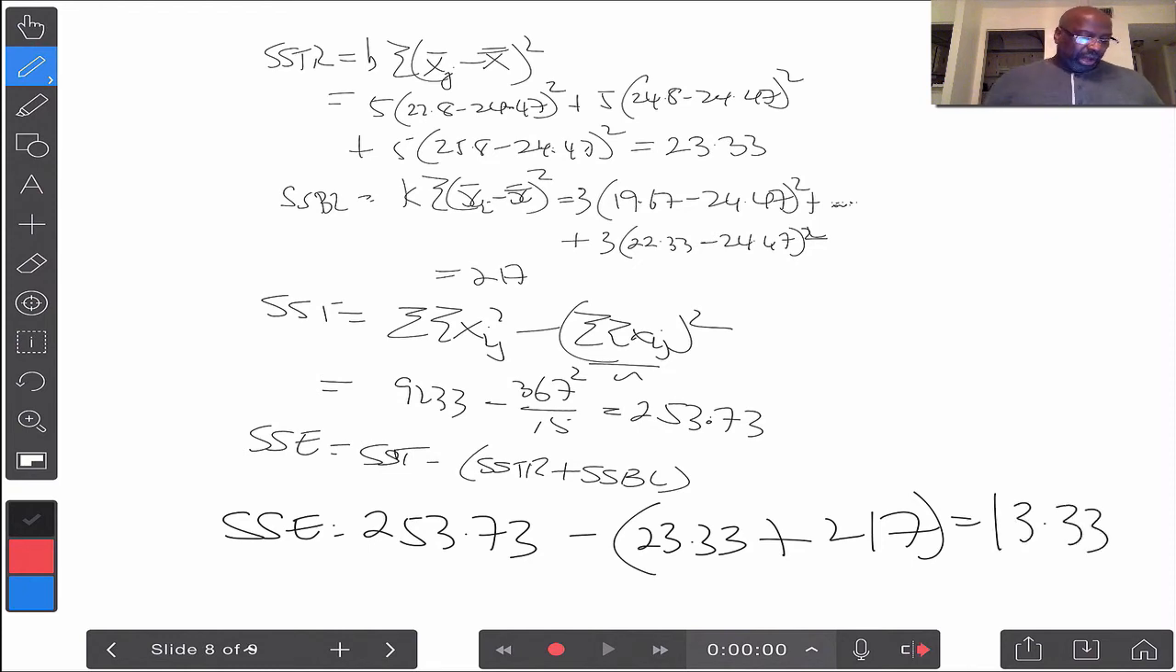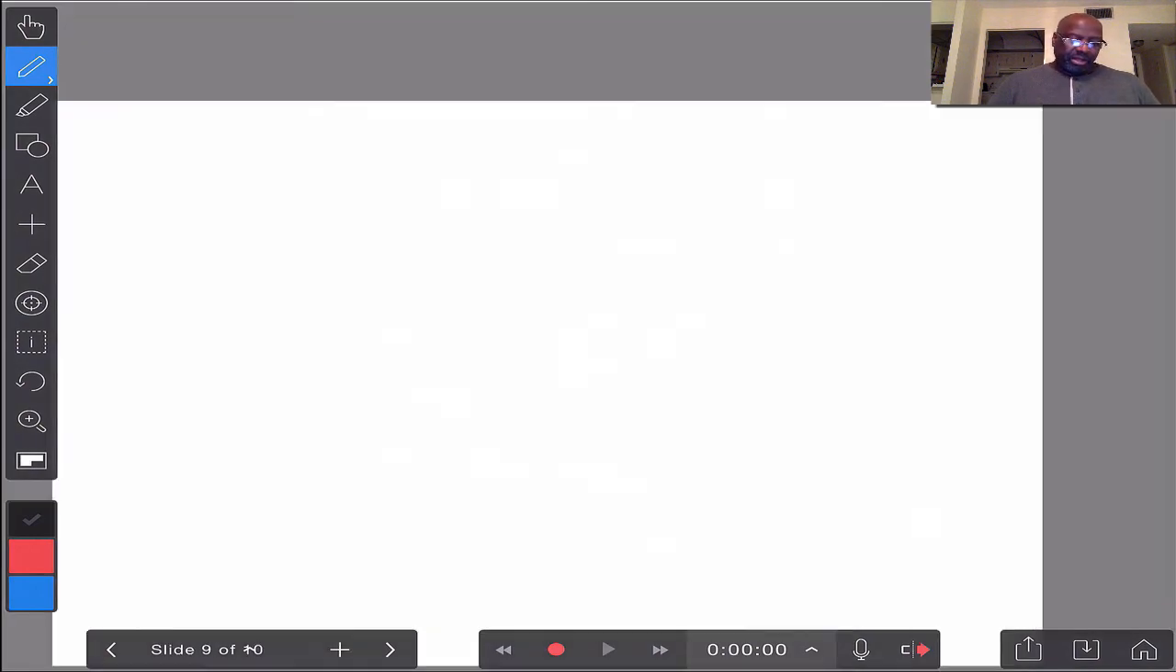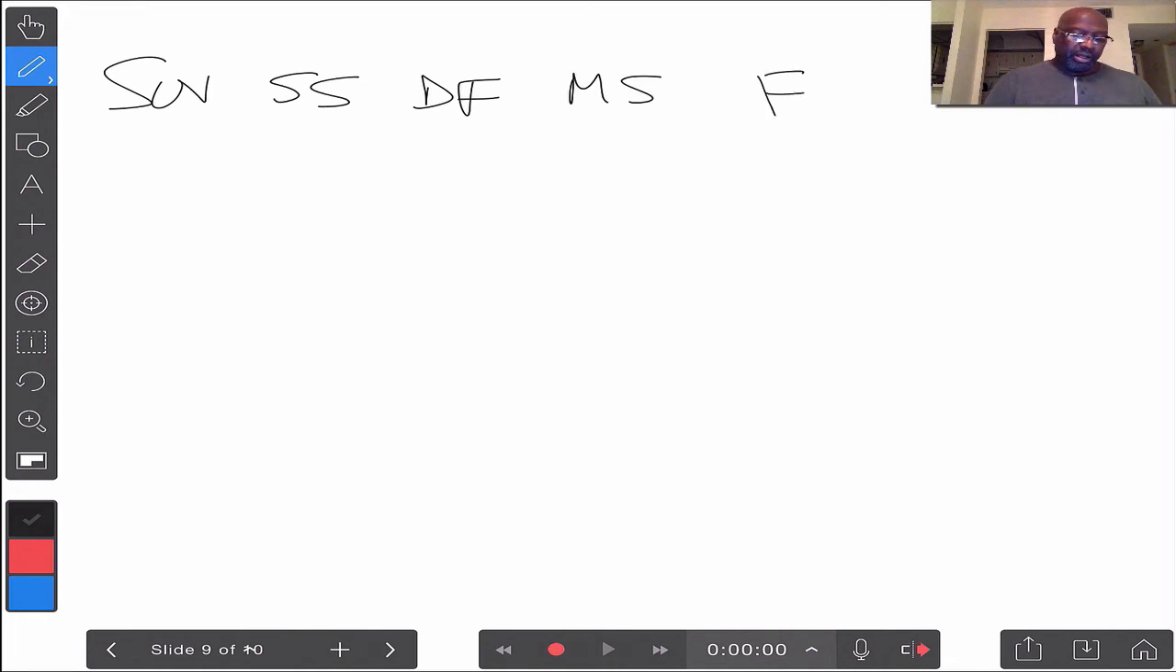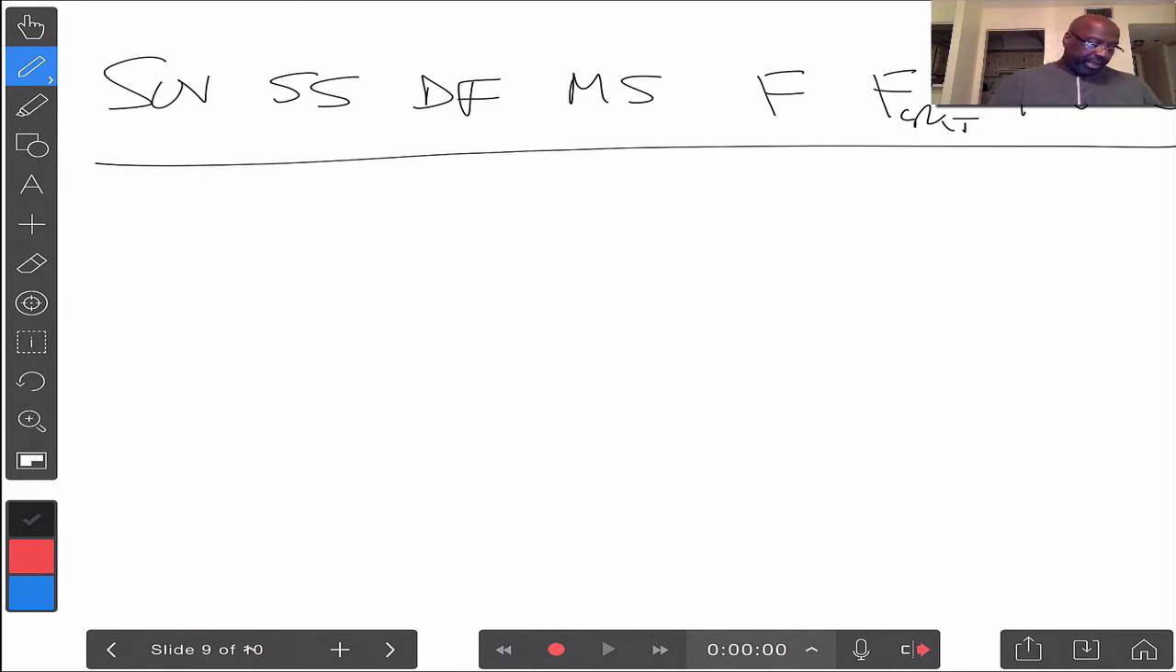Good. So now we have everything that we need. All we do is create our ANOVA table. Let's do that on a fresh page. The ANOVA table will be sources of variation, the sum of squares, the degrees of freedom, the mean square values, the F value, the F critical value, and the P value. And we have the following sources of variation: treatments, blocks, error.